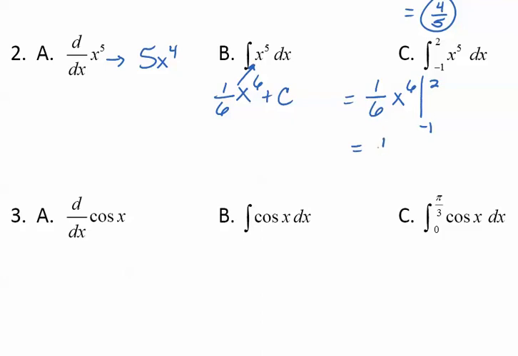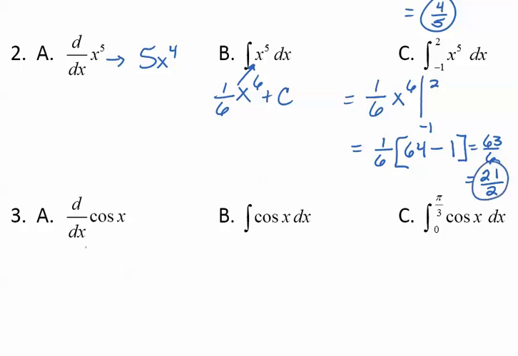You could factor the 1/6 out of both terms and take care of it later. You could do this whichever way you want. Then we would just have the x to the 6th. So 2 to the 6th power is 64, and negative 1 to the 6th power is positive 1. So we have 1/6 of 63, so 63 over 6, or of course you could divide that by 3, I suppose, and have 21 halves.